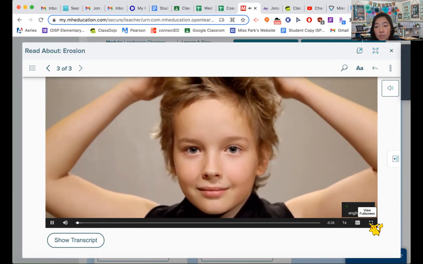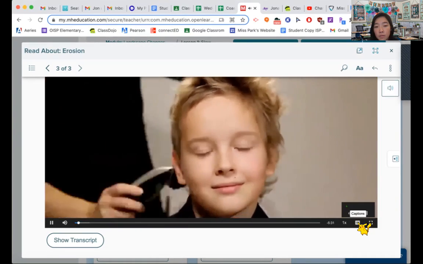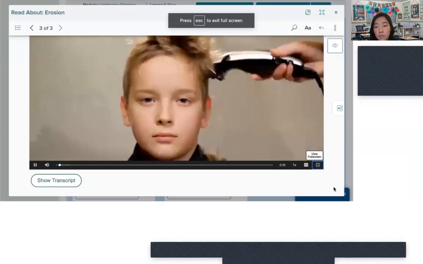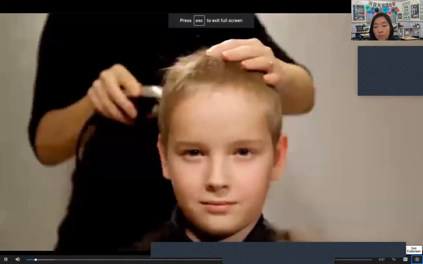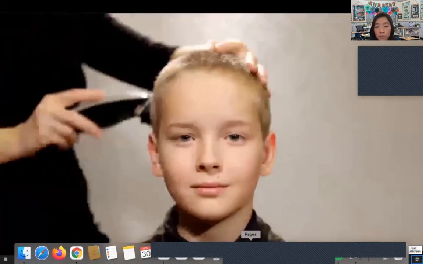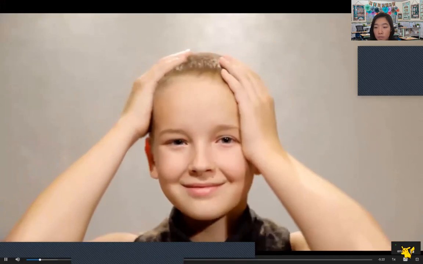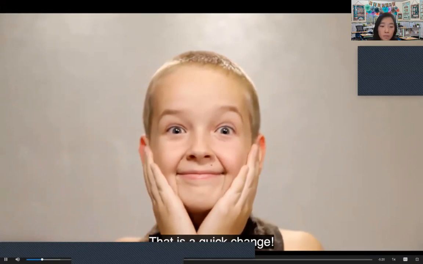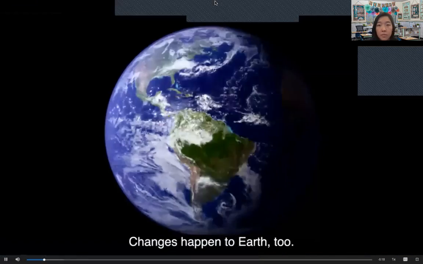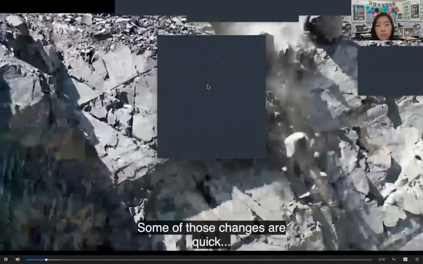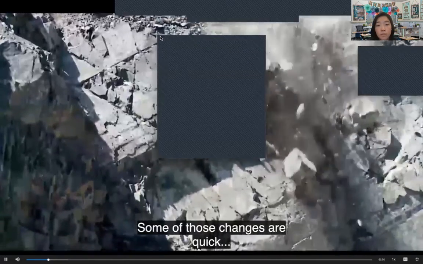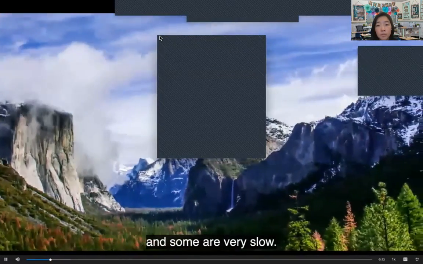This boy's hair is about to become shorter. That is a quick change. Changes happen to Earth too. Some of those changes are quick, and some are very slow.